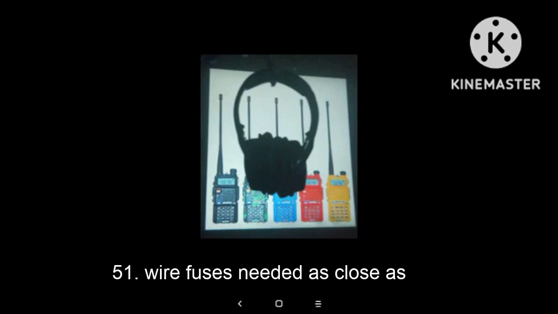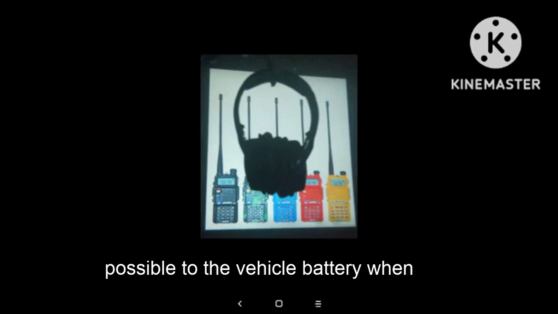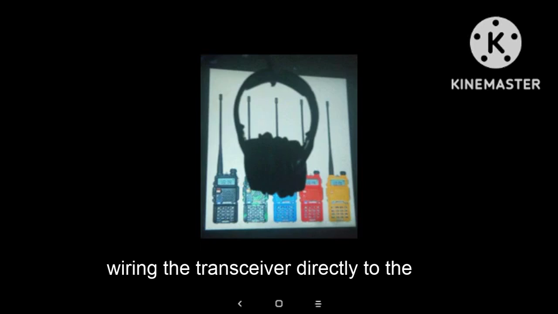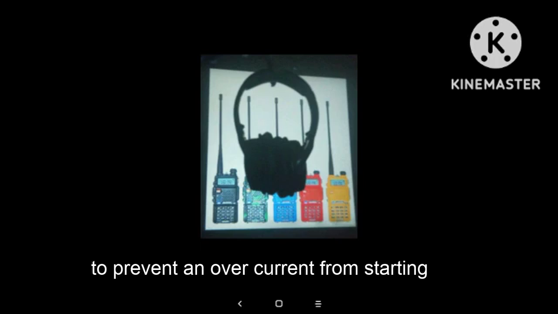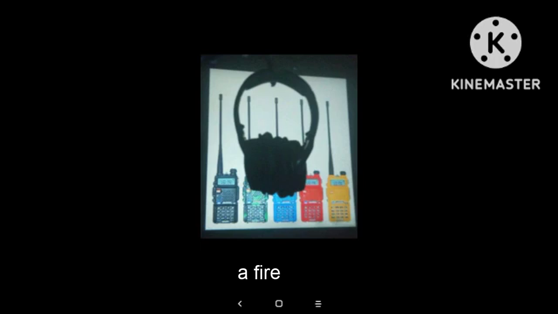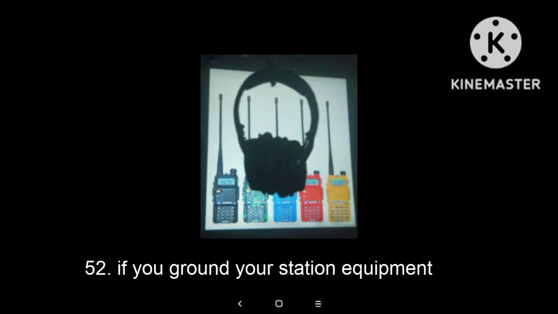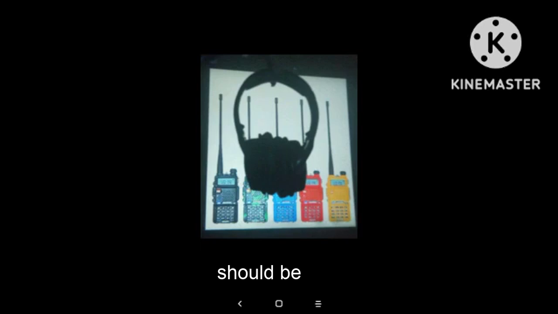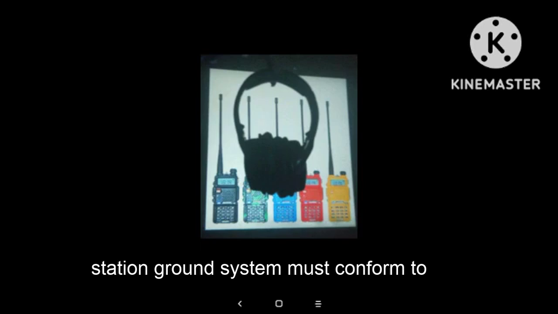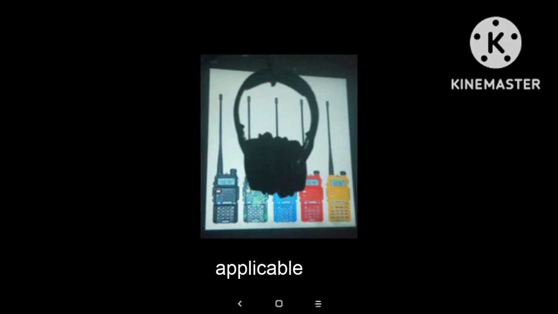51. Why are fuses needed as close as possible to the vehicle battery when wiring the transceiver directly to the battery? To prevent an overcurrent from starting a fire. 52. If you ground your station equipment to a ground rod driven into the earth, what is the shortest length of rod it should be? Station ground system must conform to applicable electrical code requirements.